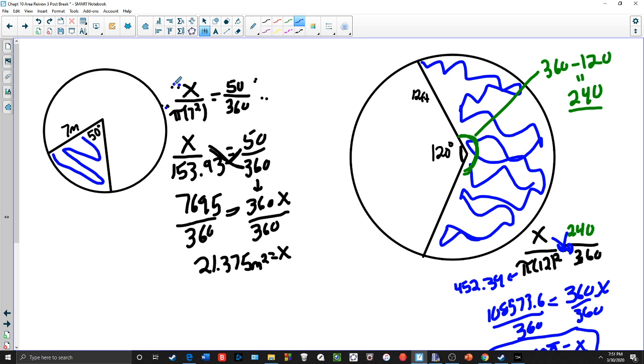Slice over circle, area over area. Slice over circle, degrees over degrees. If you kind of remember that pattern there, then you'll always know how to set up your fraction, and you can solve it from there.